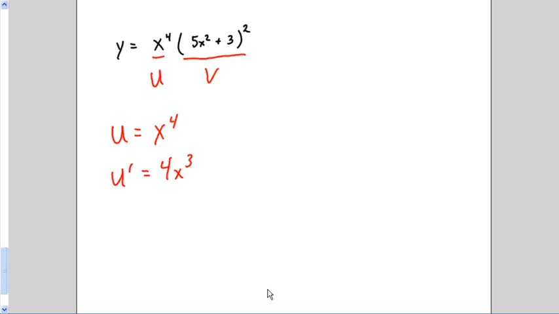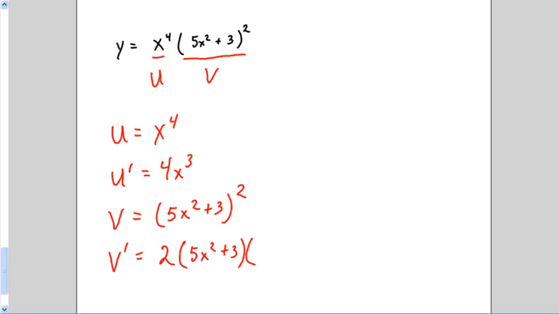Well, that's easy enough. And then let's make our second function v, (5x squared plus 3) squared. Now we're going to have to do a chain rule with this one because we've got a function of a function. So the derivative of the whole thing would be 2 times (5x squared plus 3) times the derivative of the inside, which would be 10x. And it looks like we've got 20x times (5x squared plus 3).